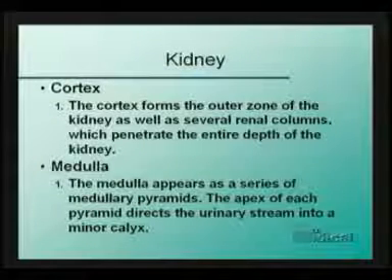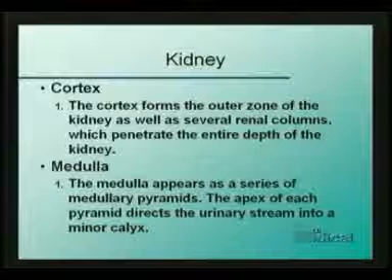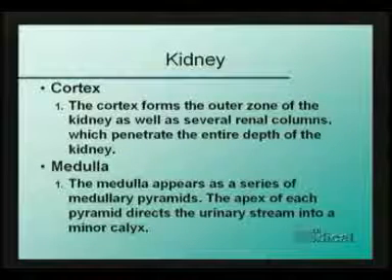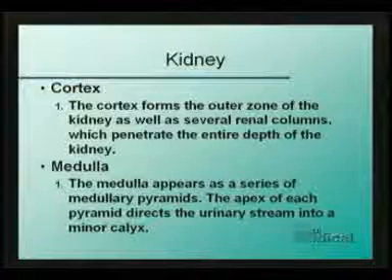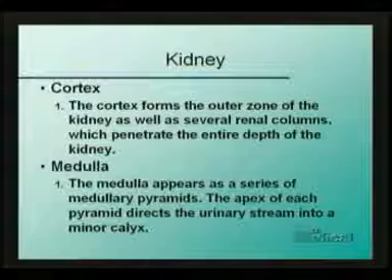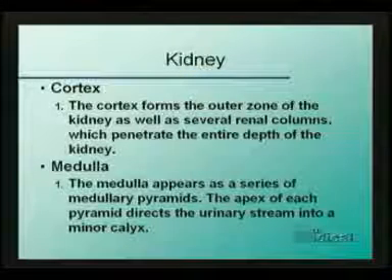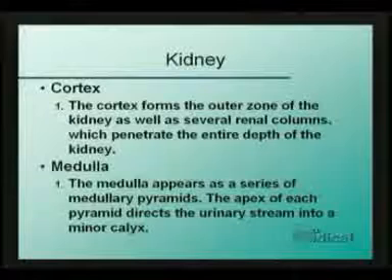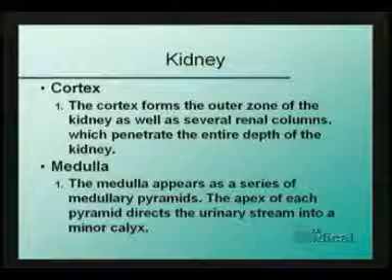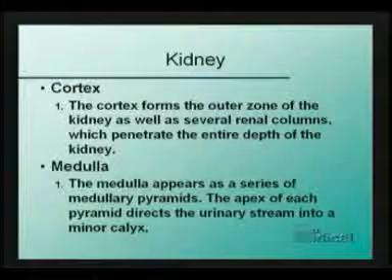Being more specific, we know that the cortex basically contains the major components of the uriniferous tubules, and the medulla basically consists of an array of medullary pyramids, largely containing collecting ducts, but separating those medullary pyramids will be an array of renal columns containing basically the loops of Henle of a corresponding series of uriniferous tubules.